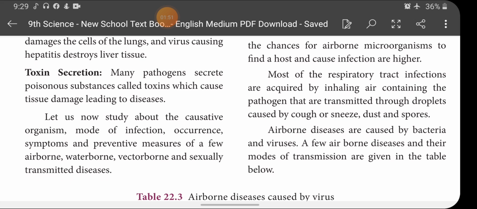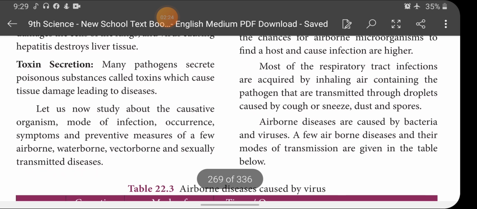Next, toxin secretion. Many pathogens secrete poisonous substances called toxins which cause tissue damage leading to diseases. So when a pathogen enters our body, the pathogen produces a toxic substance. This toxin causes damage in the tissues, leading to diseases. So these are the two ways by which pathogens cause disease in our body.